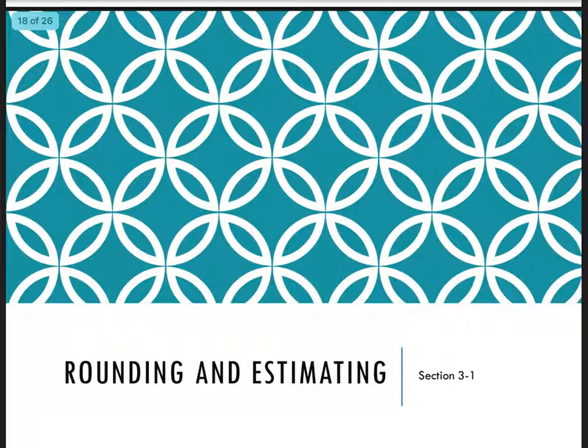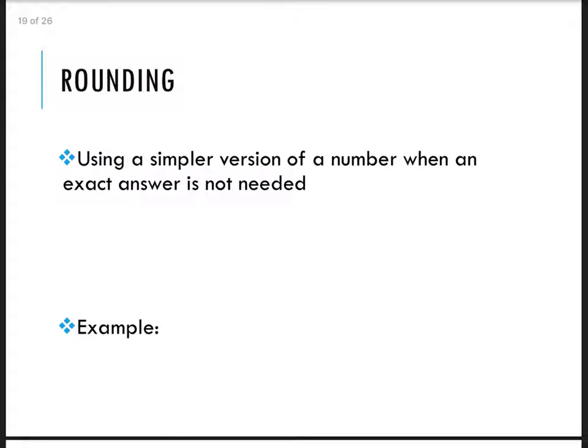First off, the idea of rounding: using a simpler version of a number when an exact answer is not needed. If you need to pause to write it down, go ahead and do that. What that looks like is, let's say, again, you don't need an exact answer. Let's say I have 12.32 plus 16.89. So I don't need an exact answer, but I want to have a good idea.